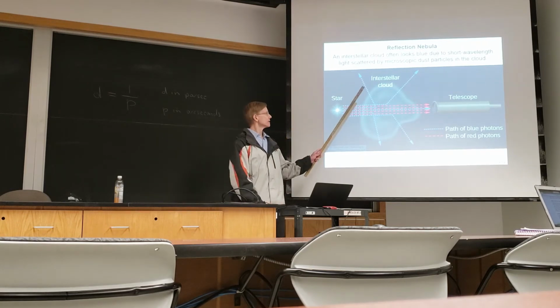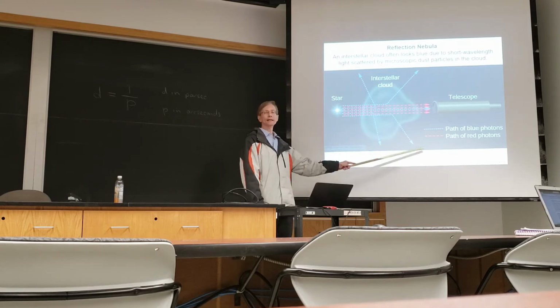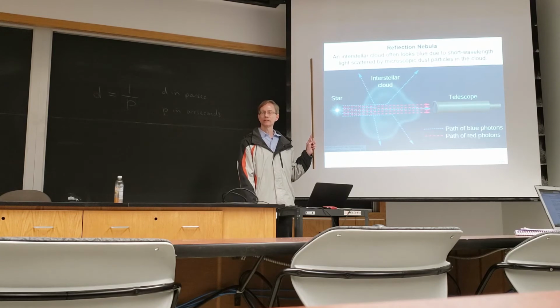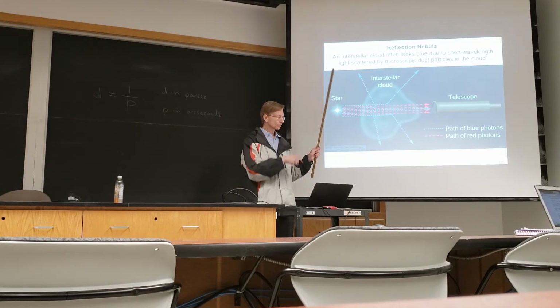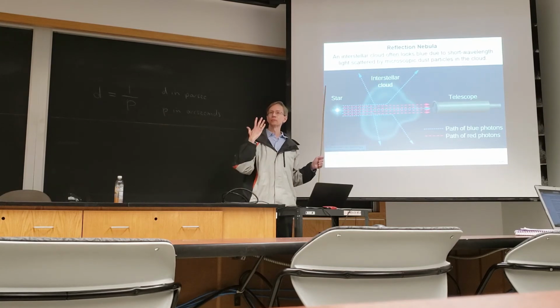In other words, the red photons are not as likely to be redirected out of the beam of starlight from the star that's headed towards us. And so we see the dust as blue because when we see the dust itself, we're seeing the blue light that it's scattering.